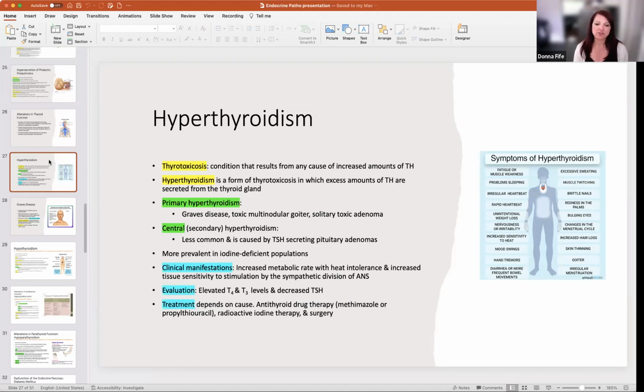Clinical manifestations include increased metabolic rate with heat intolerance and increased tissue sensitivity to stimulation by the sympathetic division of the ANS. Evaluation: looking at the T4 and T3 levels and looking for a decreased TSH level. Treatment depends on the cause. Antithyroid drug therapy, radioactive iodine, or surgery can be used to treat this disorder.